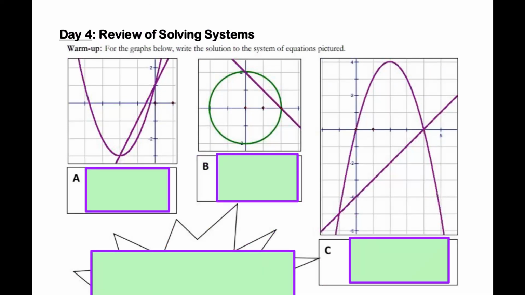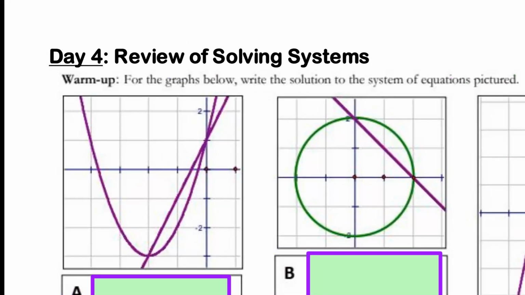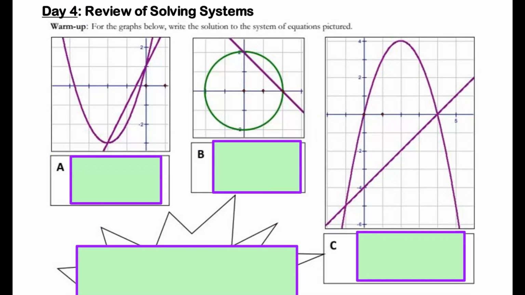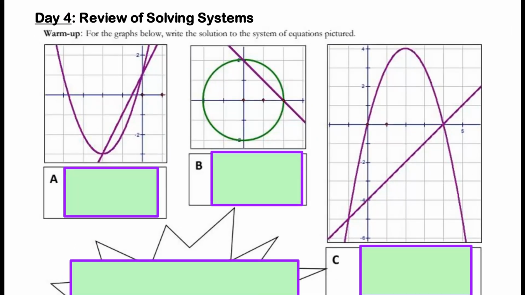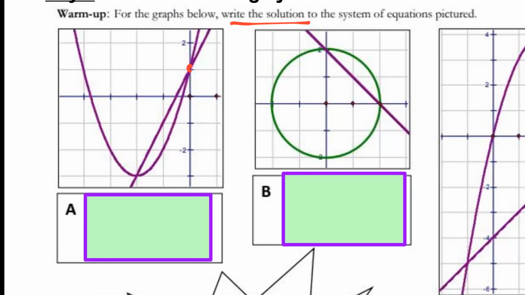Okay, so we're going to go to day 4 and we're going to review solving systems of equations. So this is a review from Algebra 1. Starting with our warm-up here, we're just going to look at what the solution to the system of the equations are below. And really what we're looking for, if we look at A first, you can see the solution is going to be in 2 locations.